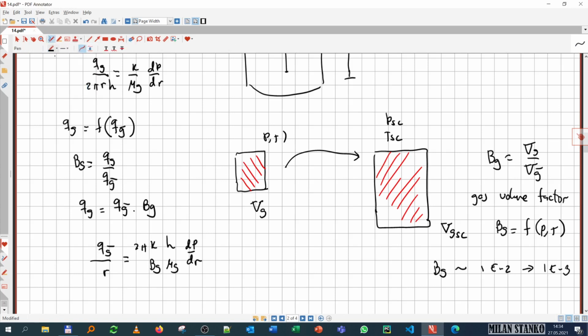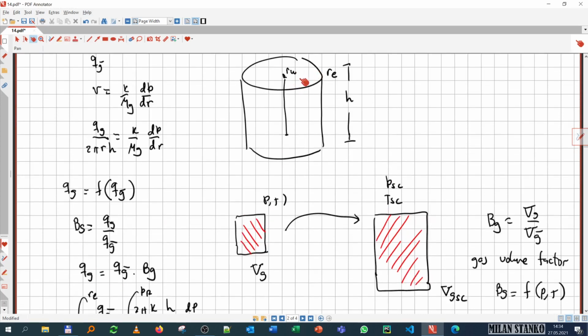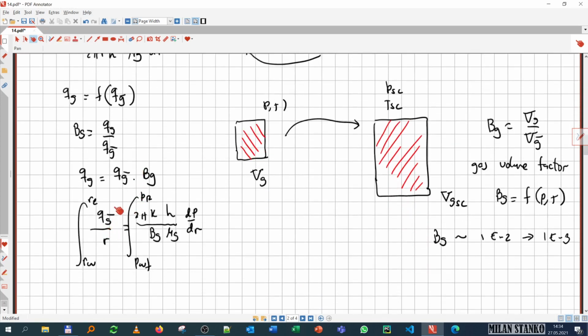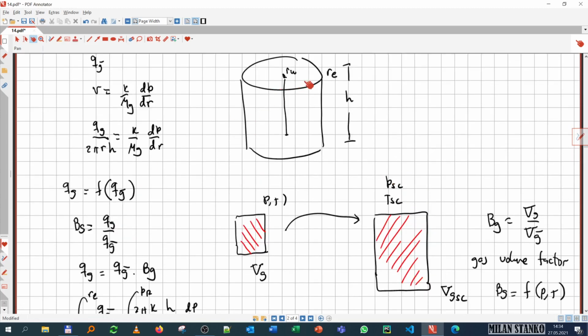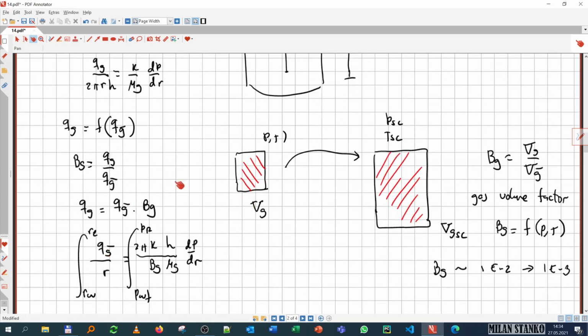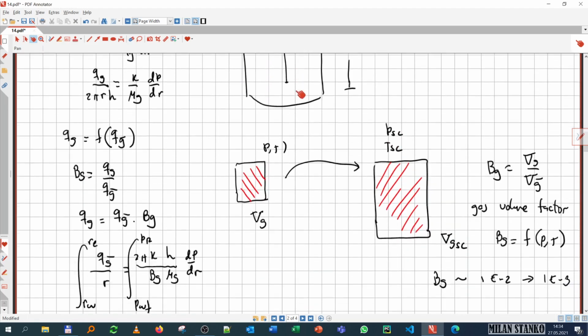Okay, remember similarly what we have done previously, we integrate this equation between Rw and Re. This is between PWF and PR. And remember, this is a bit of an approximation because remember this rate is not actually that constant with radius, only when you are in the steady state. But luckily it gives a good solution even if this condition is not fully fulfilled.